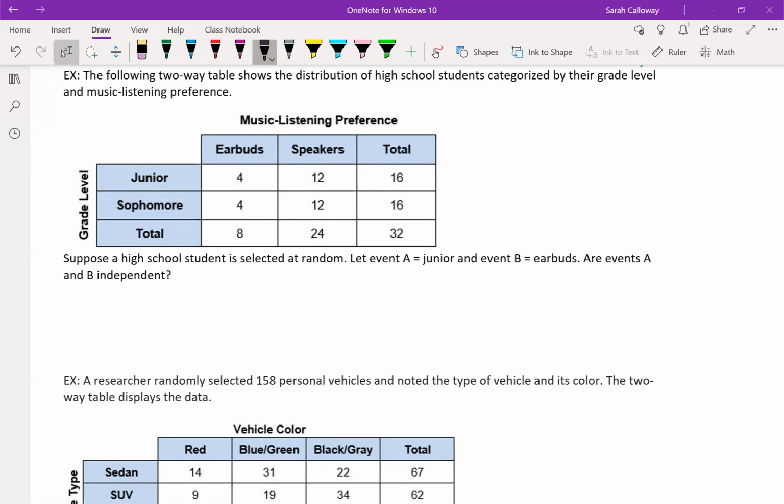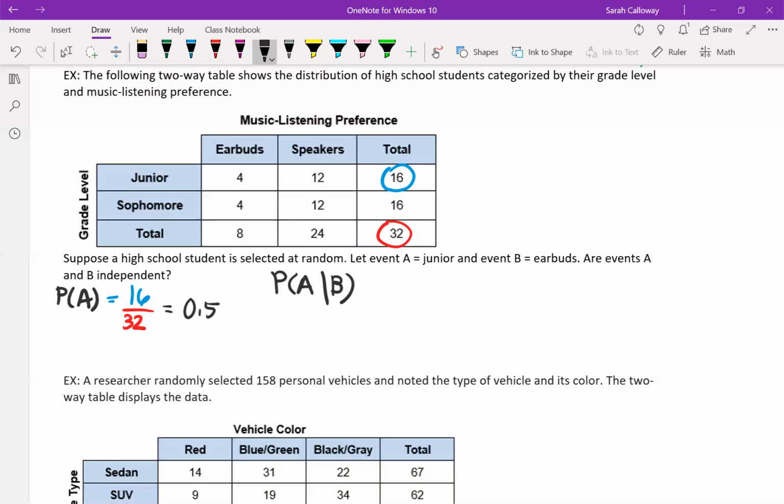So in order to check this, we want to find the probability of event A. So the probability that a student is a junior. So that would mean that I'm taking all the juniors, which is 16, divided by the total for the sample space, which is 32. So if I divide 16 by 32, that's half of the students. Okay, that's 0.5.